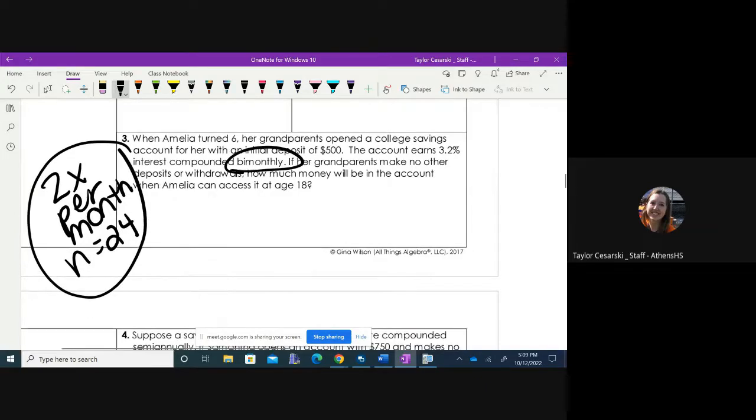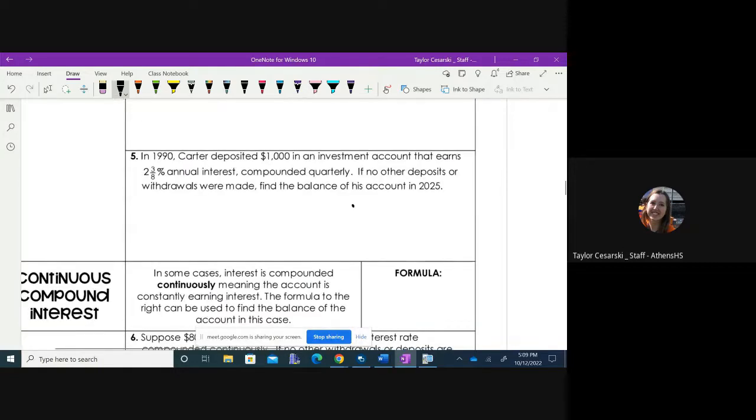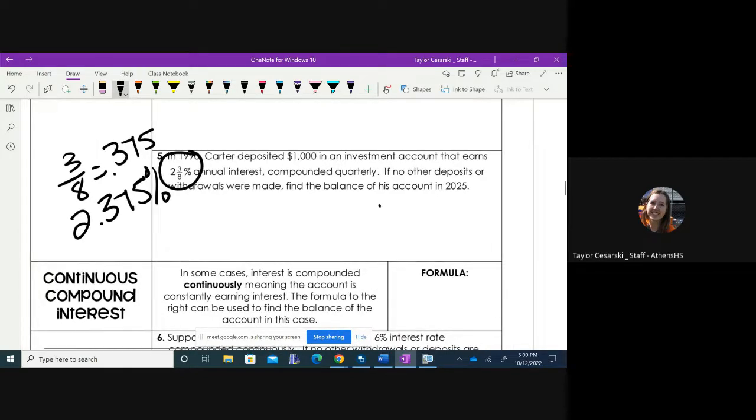All right, lastly, let's do number 5, okay? And then we'll do a continuous one. All right, so Carter invests $1,000 and it earns 2 3/8. So if we think about 3/8 is 0.375, so that would be 2.375% for my annual interest rate. And then turning that into a decimal, I get 0.02375. Don't round that, just leave it exactly as it is.